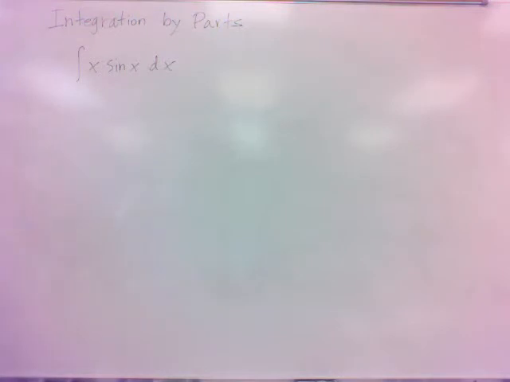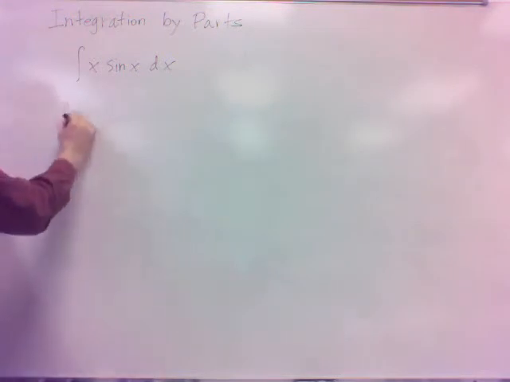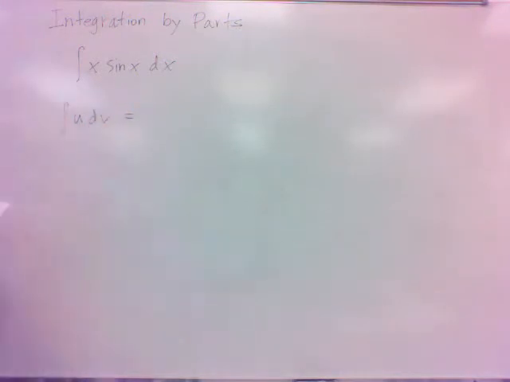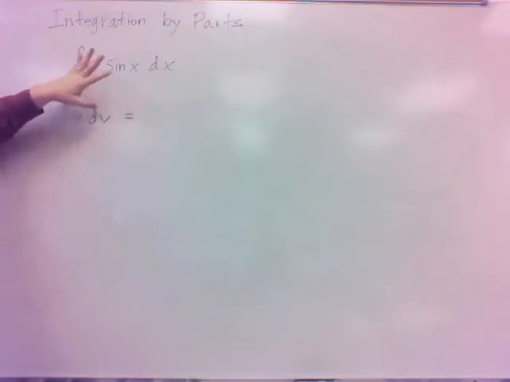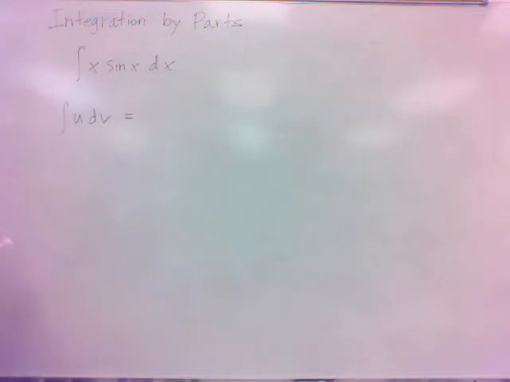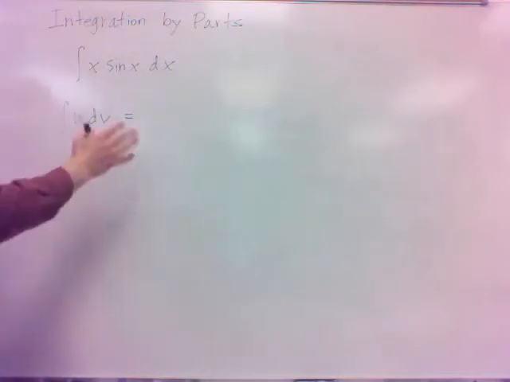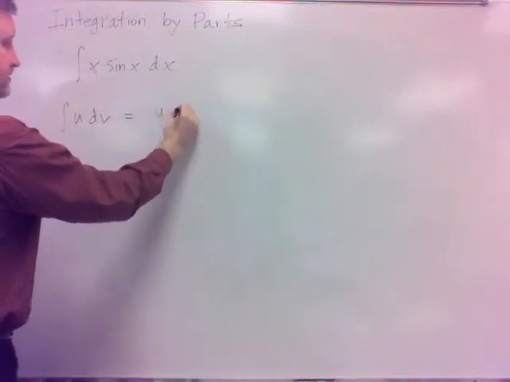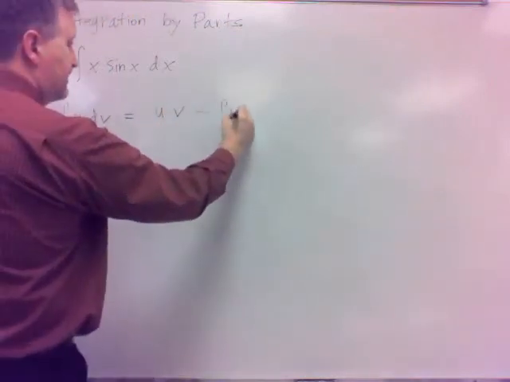Let me give you the rule, if you will. Here's integration by parts. What we're going to do is divide our integral into two parts. We're going to call one u and the other part dv. So we do have a u, but we're also going to have a dv. It turns out if you do that, then you can integrate it if you can figure this out. The integral of u dv is going to be u times v minus the integral of v du.